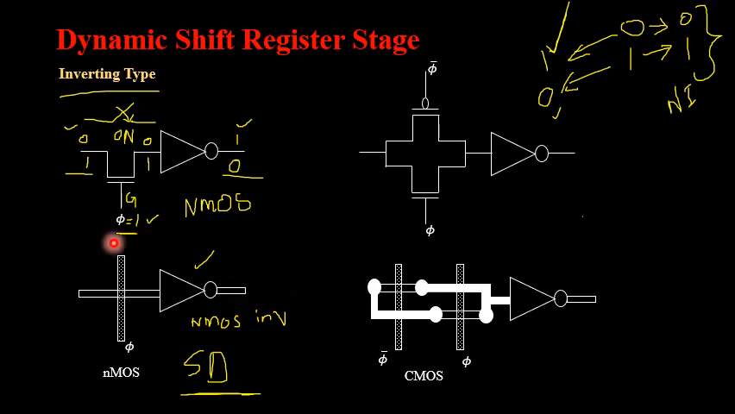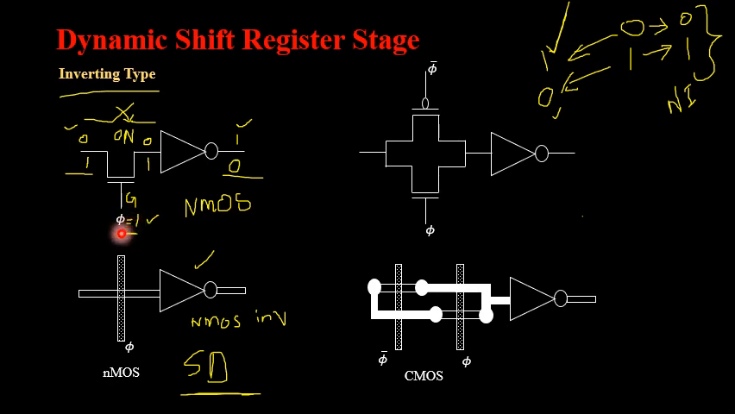If I want it in terms of a pure stick diagram, replace this NOT gate with an NMOS inverter stick diagram. NMOS inverter stick diagram means it should be in terms of an NMOS design style, not a CMOS inverter stick diagram, but an NMOS inverter stick diagram. So this is your circuit plus stick diagram concept. This is what I have explained, how it is going to work like an inverting type.